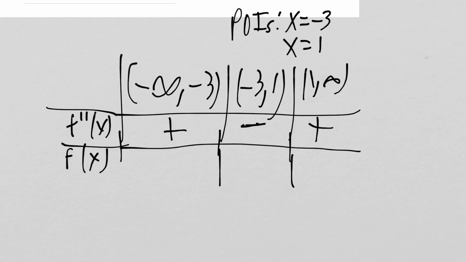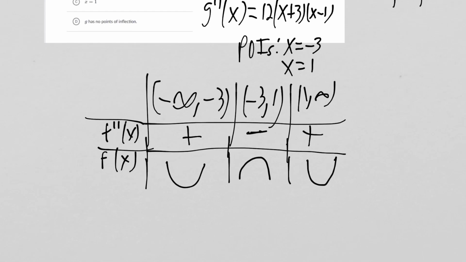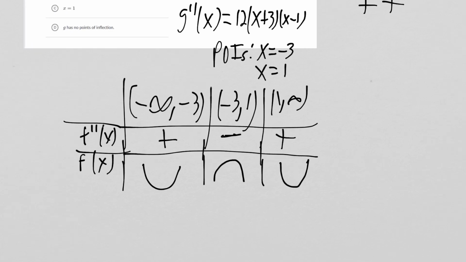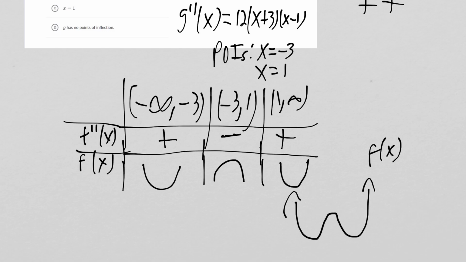So what that tells me is that the function is concave up from negative infinity to negative 3, concave down from negative 3 to 1, and then concave up from 1 to infinity. So the function probably looks something like this. Okay, it's a degree 4 polynomial, so it starts concave up, switches concave down, and then switches back to concave up, right? This is a good guess for what f of x looks like, right?